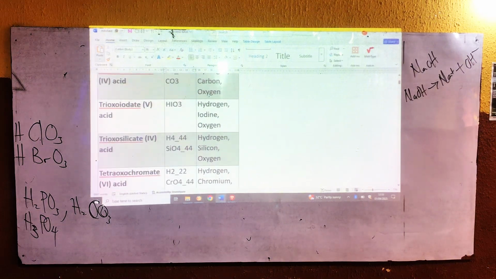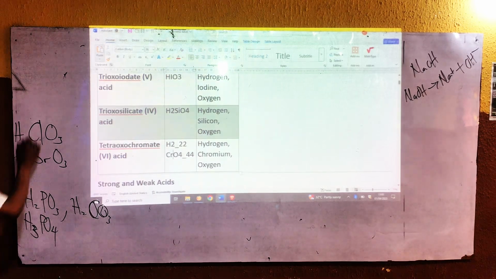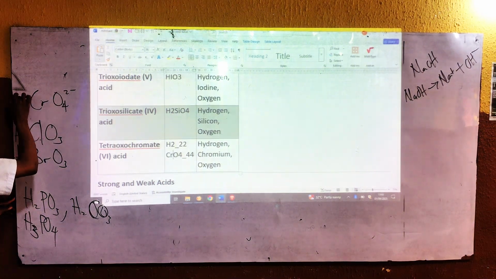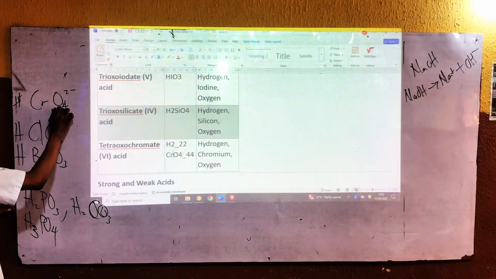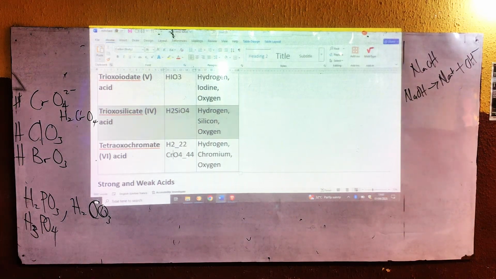We have silicate. Very important. You look at it also. We have acids with a 2 minus ion, combined together to form HClO4.